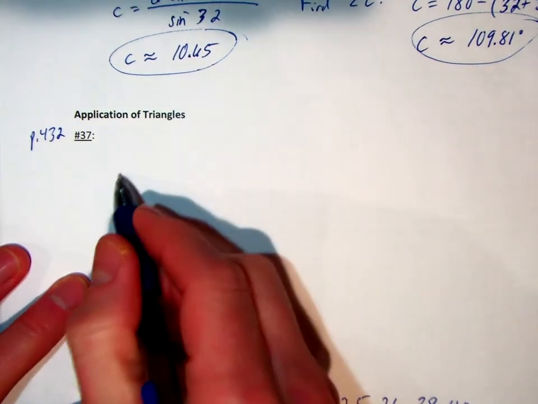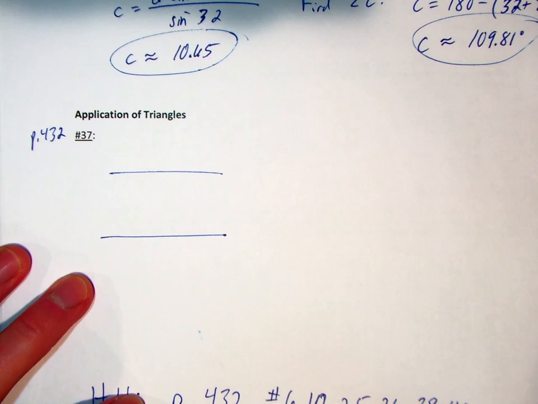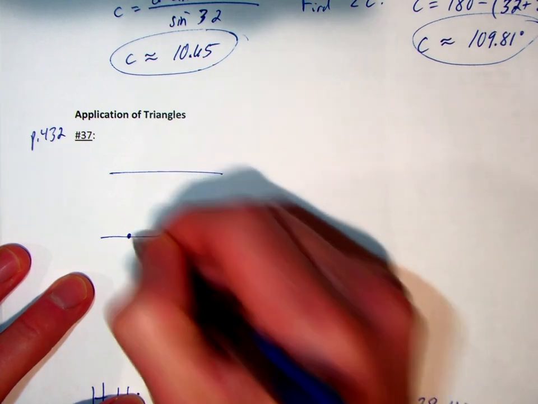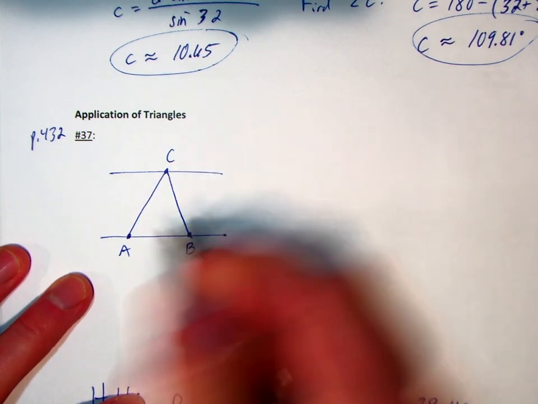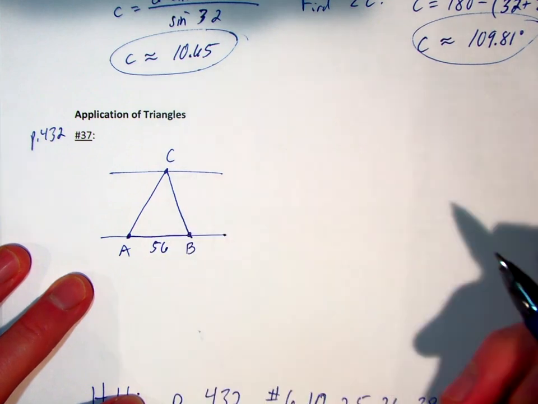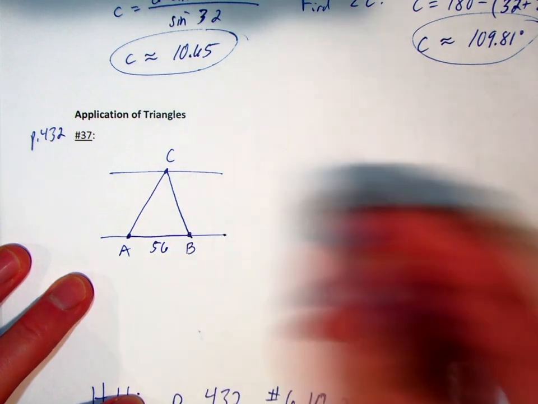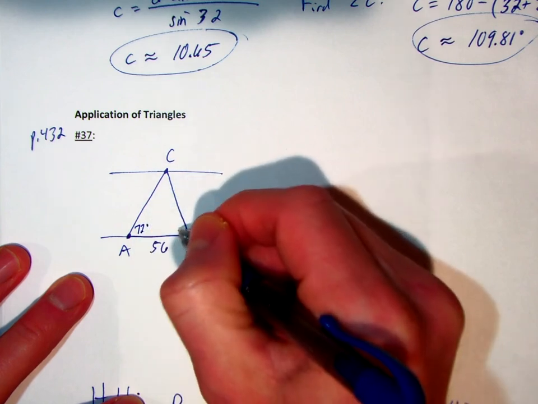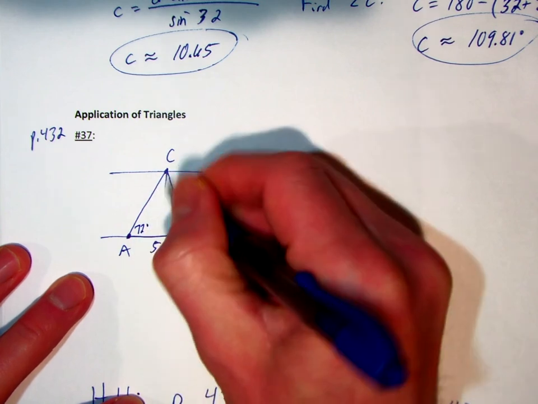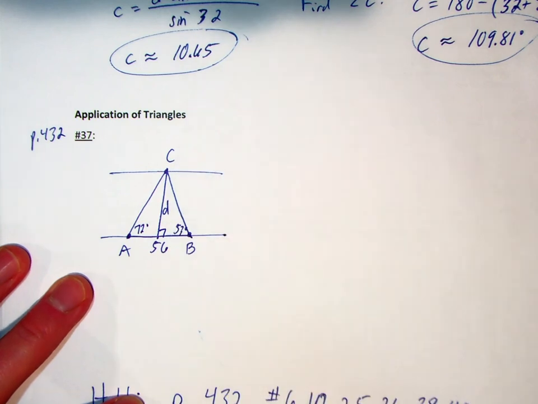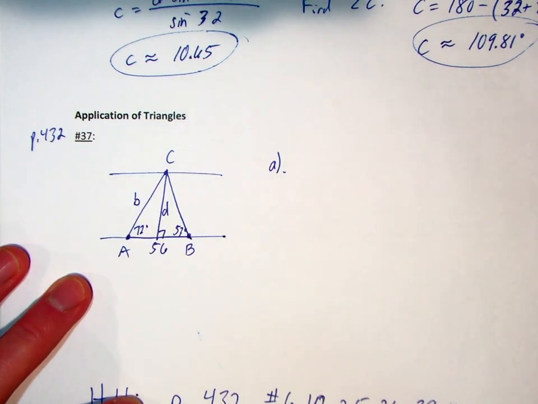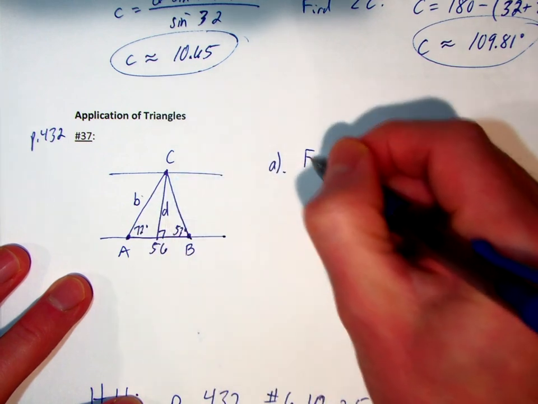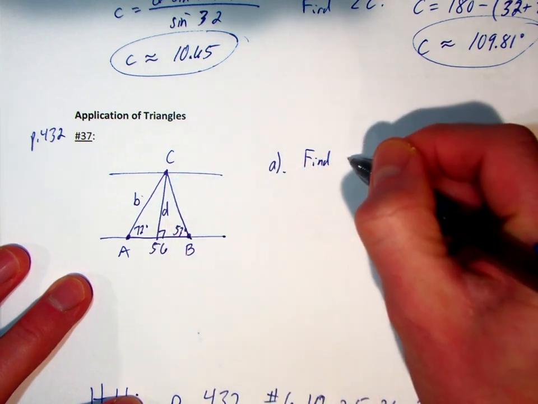All right, so we have our two canyon rims like this. Here's A, here's B, and then here's C. We know that these two are 56 apart. We know that angle A is 72 and angle B is 53. And we want to find the distance across from each other. That's part B. Part A has to find the distance from A to C, which we would call side B, right? Side B is across from angle B. So part A, we have to find side B.